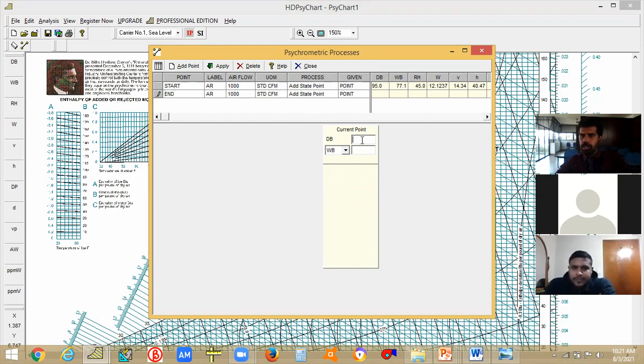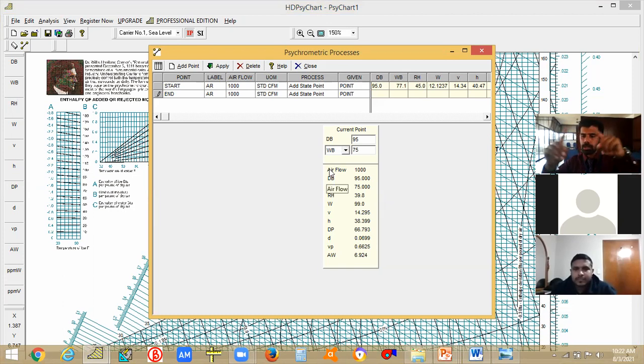Again, I need to give the point temperature. Dry bulb temperature, I am again giving 95. Wet bulb temperature or RH or whatever you want, you can give it there. Here I am just giving wet bulb temperature as, for example, simply 75. Just an example, it won't be correct. Before apply, I can see there is label airflow, UOM and process given.